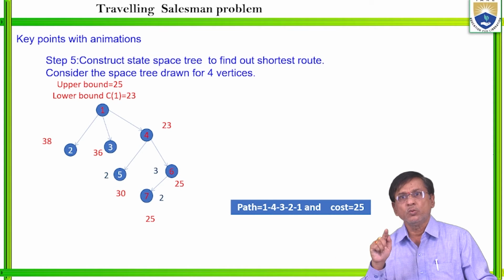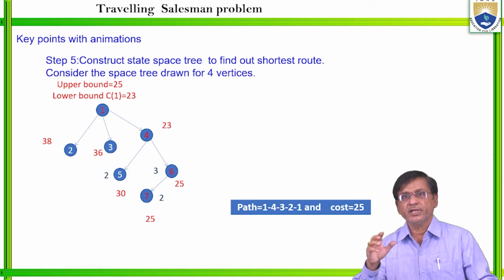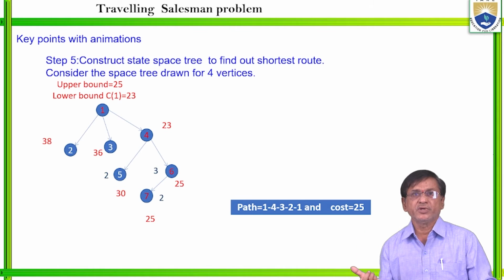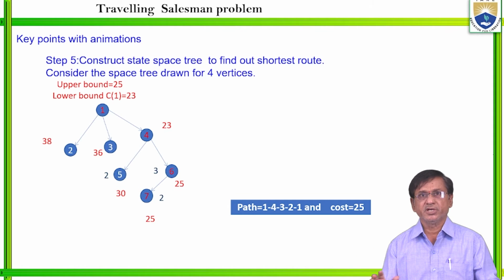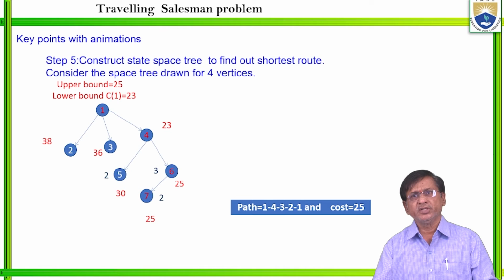So the path is 1 to 4, 4 to 3, 3 to 2, and 2 to 1. He will find out like that. Then the cost is 25, so the upper bound is 25. Initially the upper bound is infinity, but after calculating that, we can say the upper bound is 25. So this is the procedure for finding out the solution of a traveling salesman problem using a branch and bound technique.